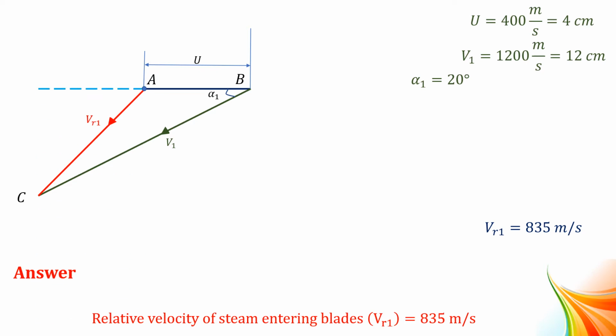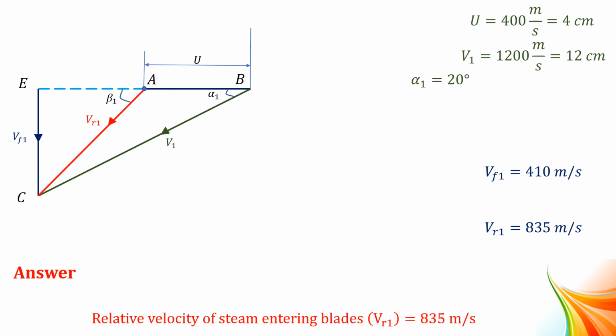Now by extending the line drawn from A and drawing a perpendicular line from point C, we get a point E. The line EC shows the flow velocity at inlet VF1. By measuring the length of VF1, we get nearly 4.1 centimeters. According to the scale, it is 410 meters per second.